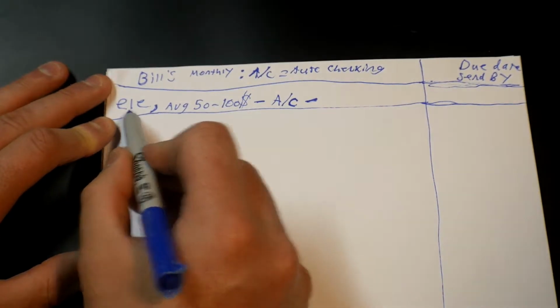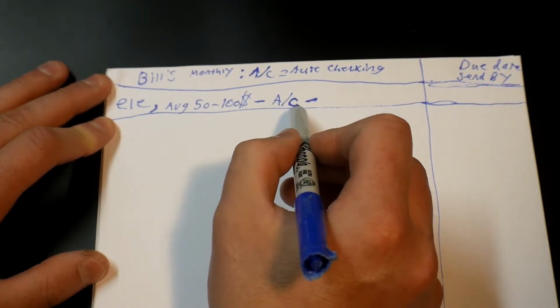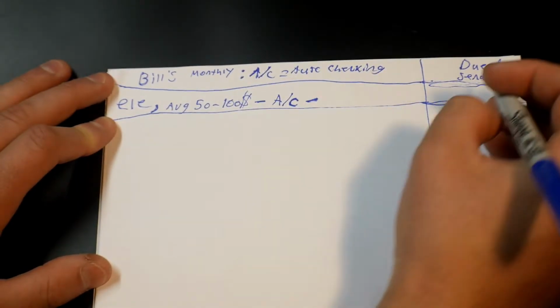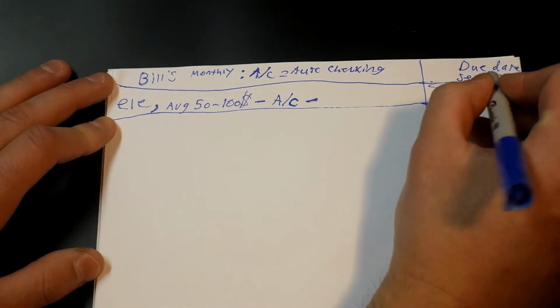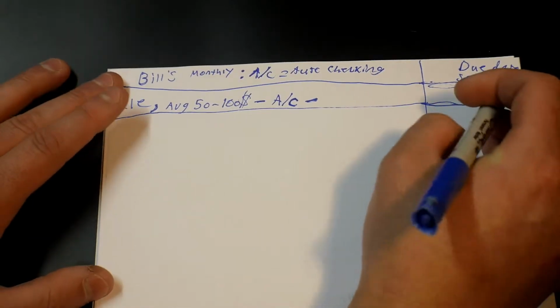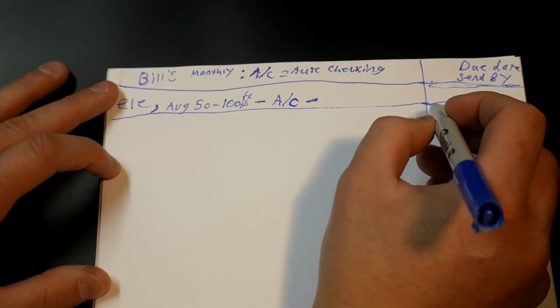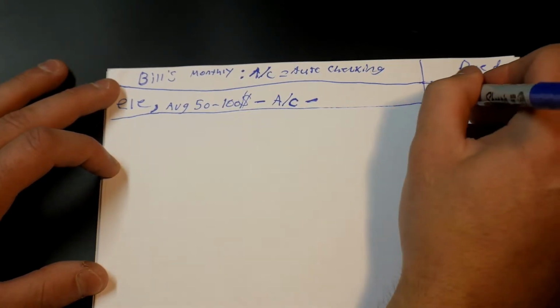So electric bill, the average bill is $50 to $100. A/C for auto checking, it automatically comes from my checking account. And then over here, I have the due date and send by. It's basically the same. Let's say my bill is due the 15th, and that is when they take the money out of my account.